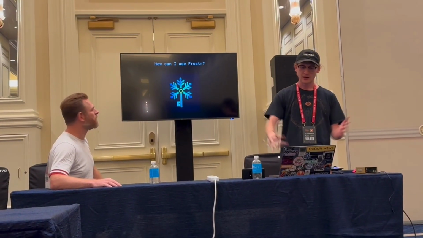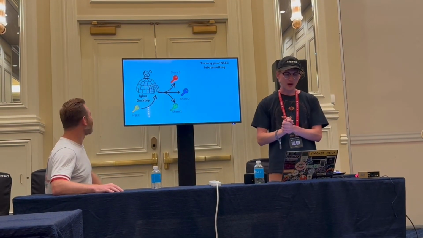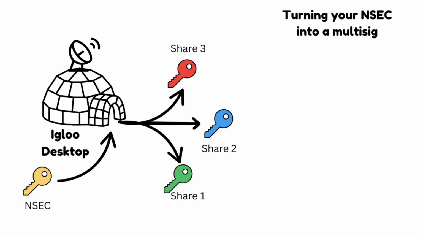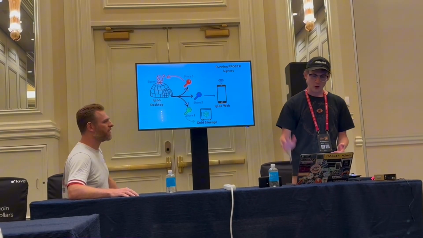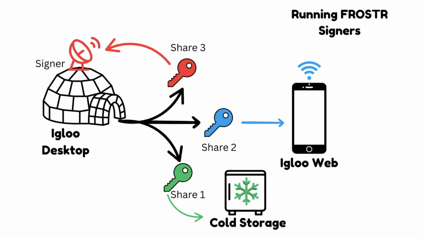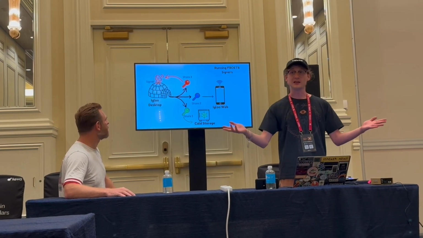Okay, but this is all theoretical. How do I actually use FROSTR, you might ask? And so we have one of our apps, our flagship app, it's called Igloo Desktop. And what it simply allows you to do is put in your nsec and then split it up into different keys. And then what you might do with those keys is move one of them into Igloo Desktop, which has a signer, one of them into Igloo Web, which we will hopefully show off, which has a signer, and then maybe you put the other one in cold storage, or any other shades of gray of whatever kind of key setup you want.